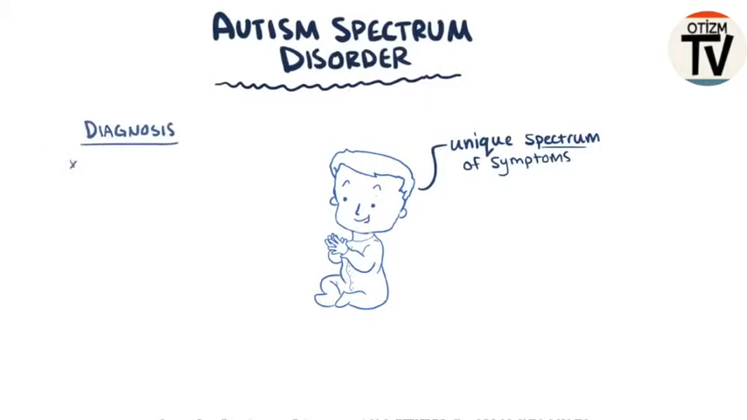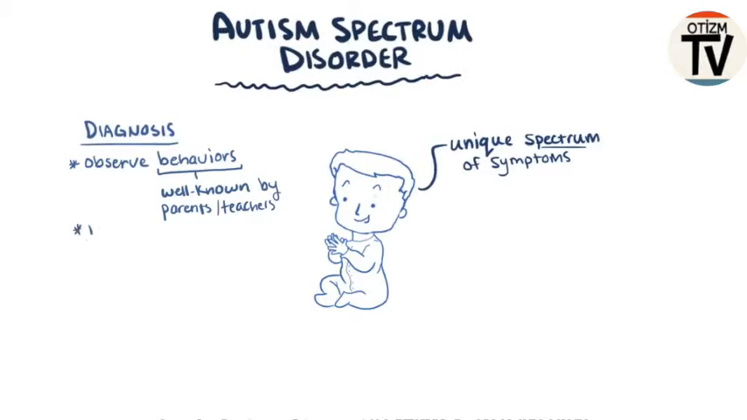Typically, clinicians will try to observe these behaviors in the child, looking for these possible deficits. Since these behaviors are often more well known by the child's caretakers than they are by the clinicians, like their parents or their teachers, a meaningful diagnosis of autism spectrum disorder relies heavily on listening to what others are observing at home or in school.